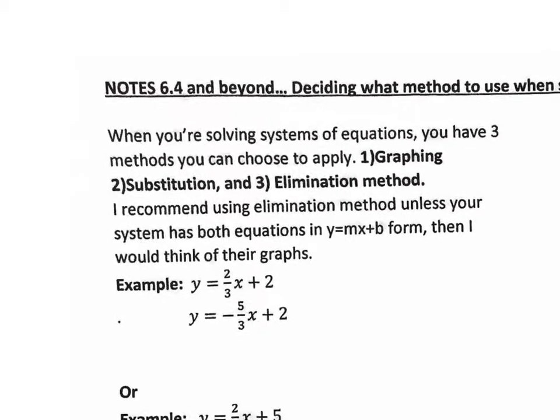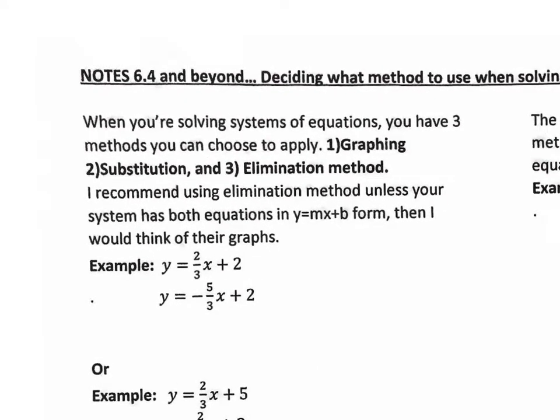So up until this point, we've learned 3 different ways of solving systems. The first one, from 6.1, was solving by graphing, where you find the point of intersection, and that's your solution to the system. The second method was solving with the substitution method. That was section 6.2. And yesterday we did 6.3, which was solving with linear combinations, also known as the elimination method.